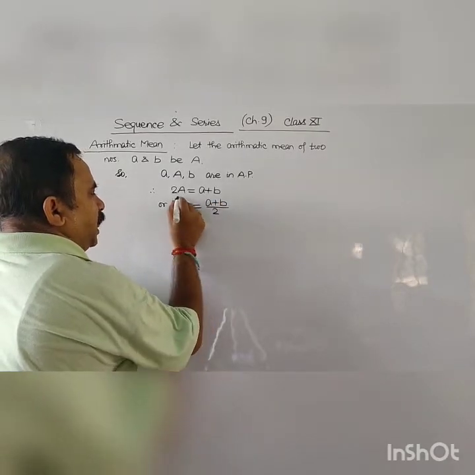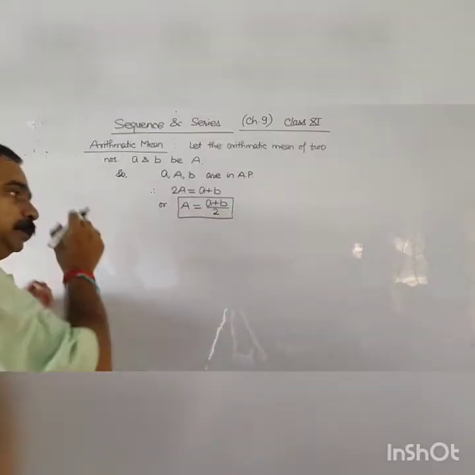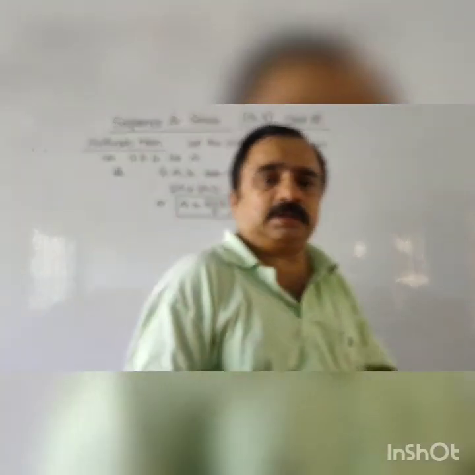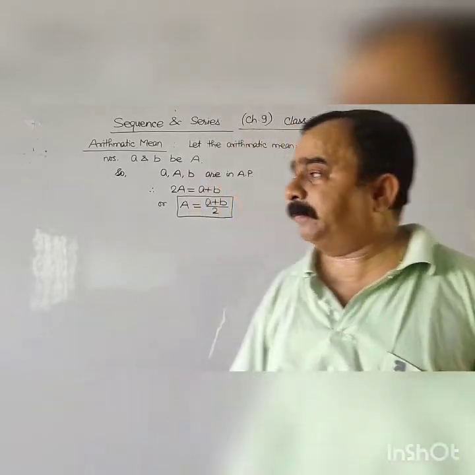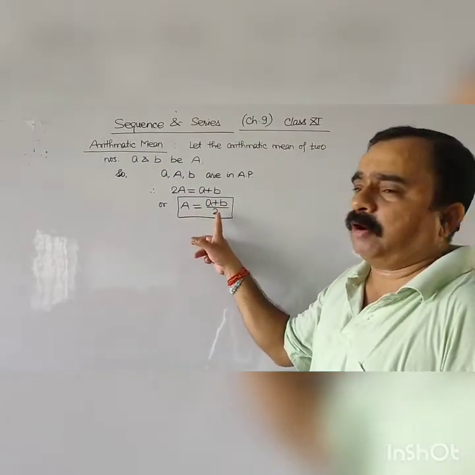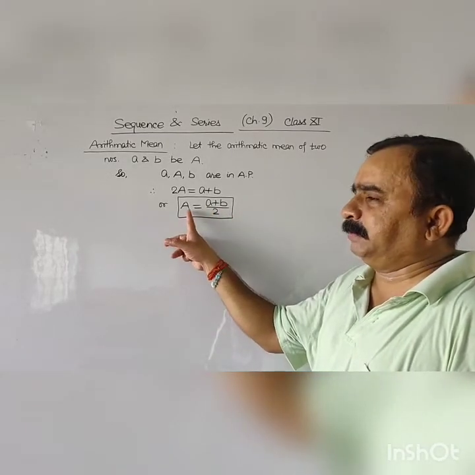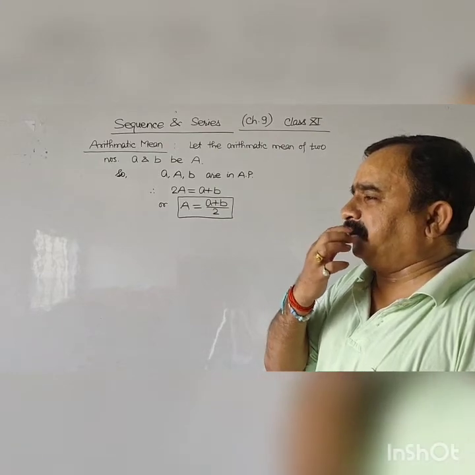So the arithmetic mean of two numbers is the half of sum of the numbers. Arithmetic mean of two numbers is half of their sum.